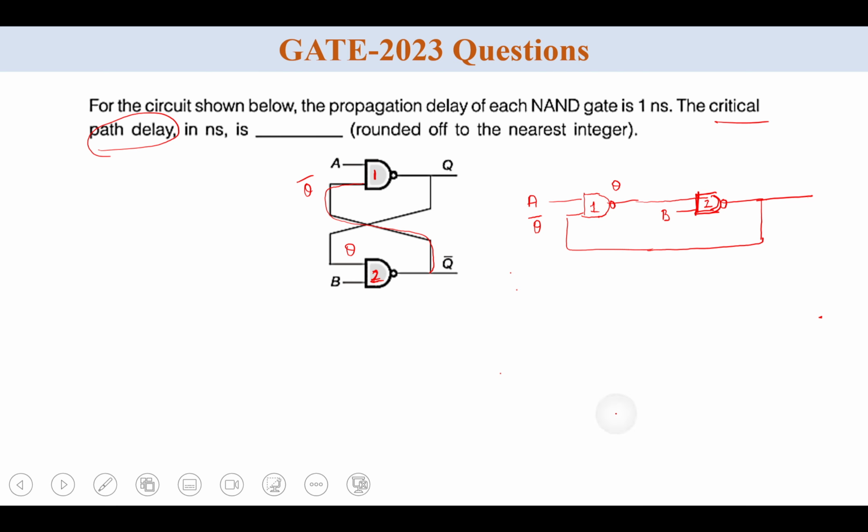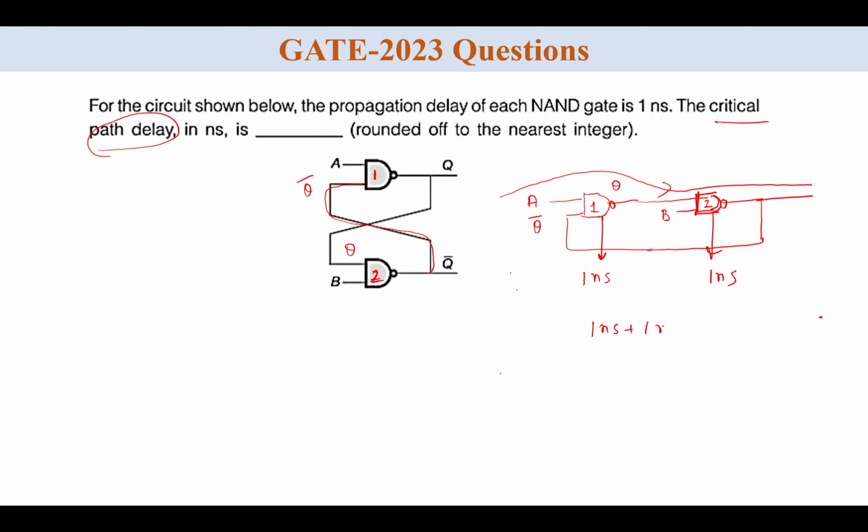Now every NAND gate has 1 nanosecond delay. So what is the longest path? We go in this path. In this path, this is the longest path, and this longest path is the critical delay. In this path there are 2 gates, one NAND gate and another NAND gate. So the total critical delay is 1 nanosecond plus 1 nanosecond. So the answer is 2 nanosecond delay in this design.